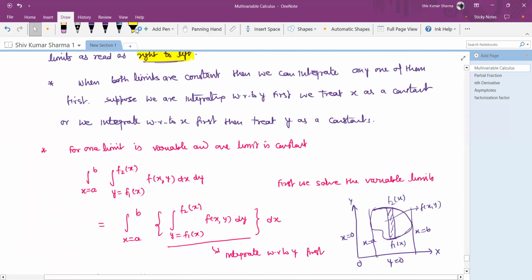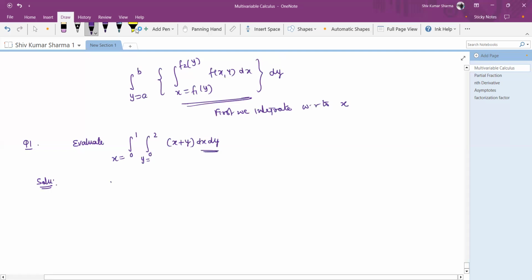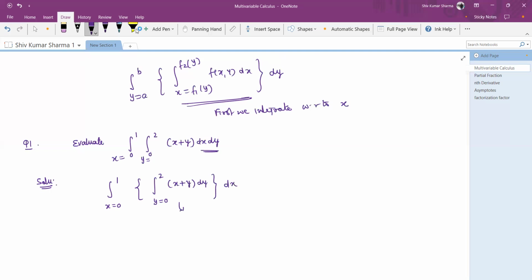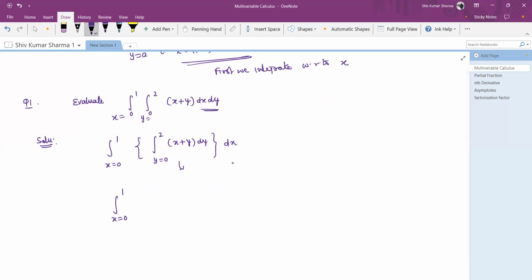So first we integrate with respect to y. We write x equal to 0 to 1, because both limits are constants, and we take brackets, first solving for y: the integral of (x plus y) dy dx. You have all solved problems related to definite integrals, so you can solve this easily. When we integrate x plus y with respect to y, x is treated as a constant, so we get x dy.